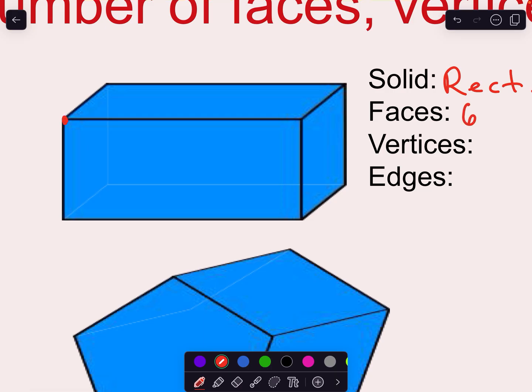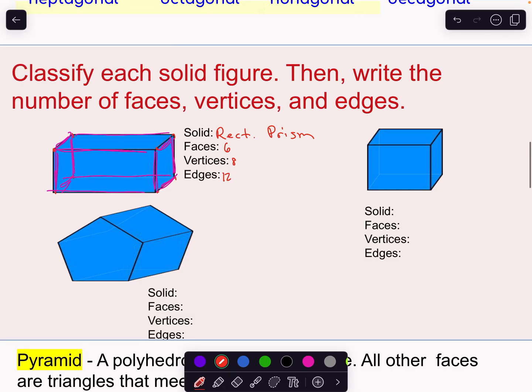Vertices are these parts where the edges meet. So I should have 8 of those. So we'll say that's an 8. Edges are going to be these lines, these pink lines, right? So there's 4 there, 4 there, and then 4 more going this way. So that should be 12 edges, right?